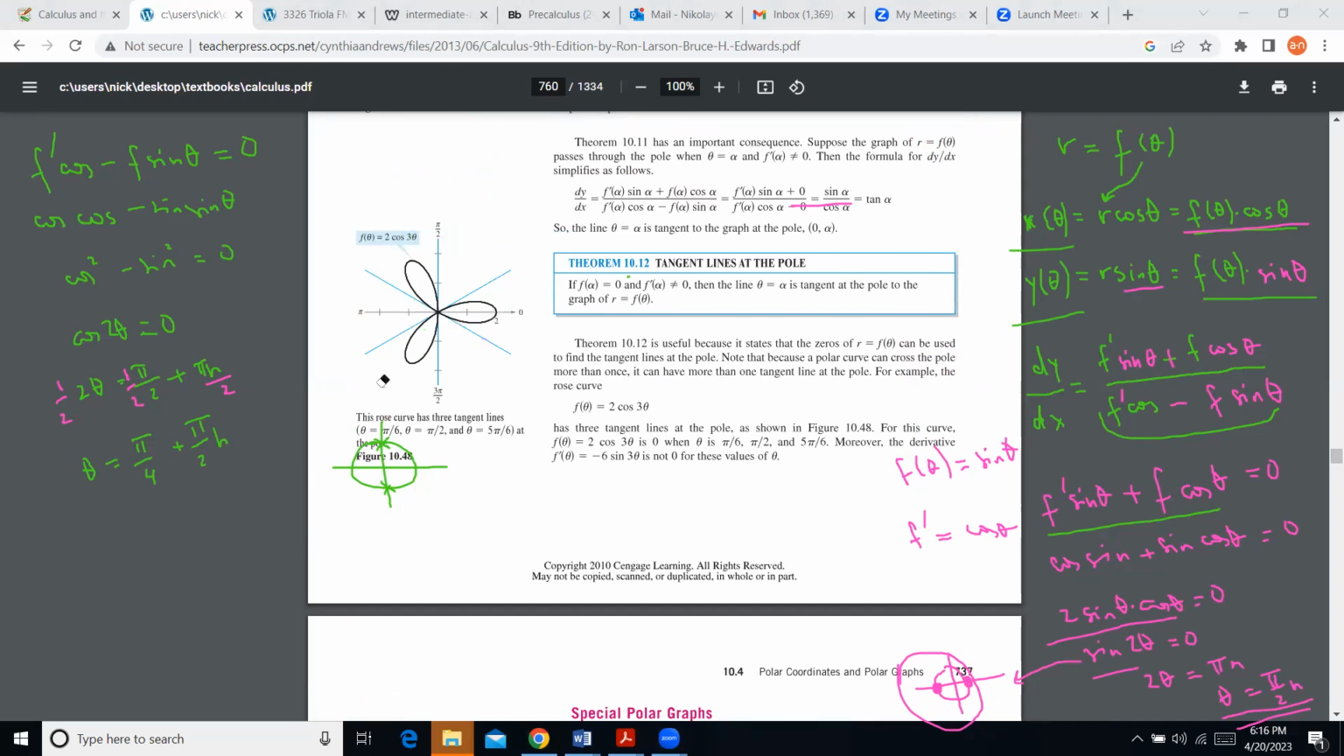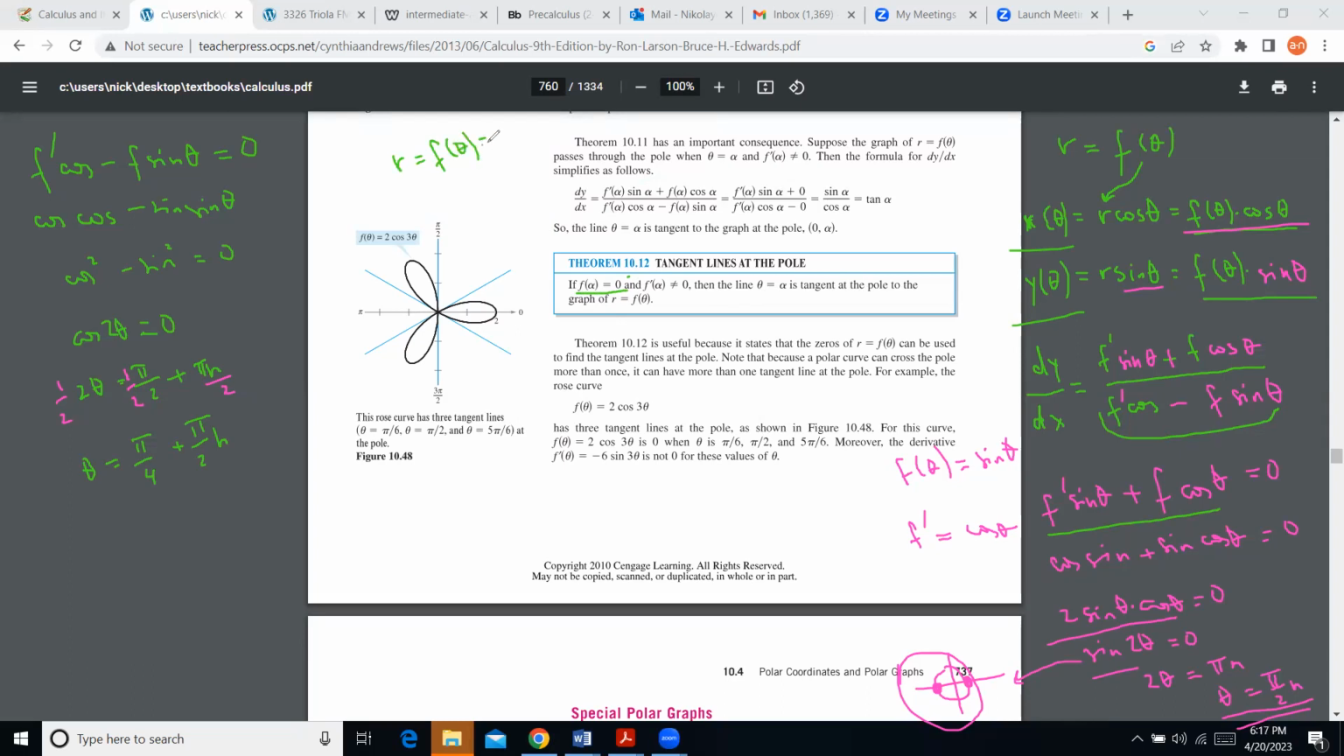So the formula that really excites me in terms of graphing is here, theorem 10.12, that actually says the following: if our R equal to 0, f of alpha, that's R, right?